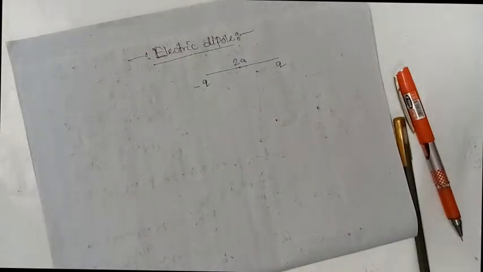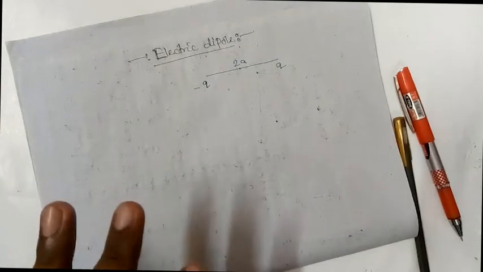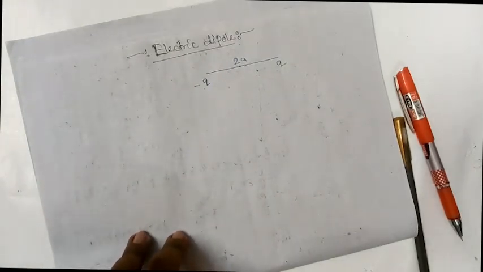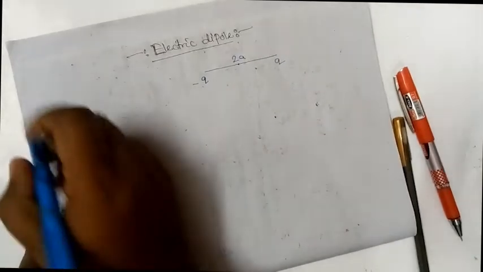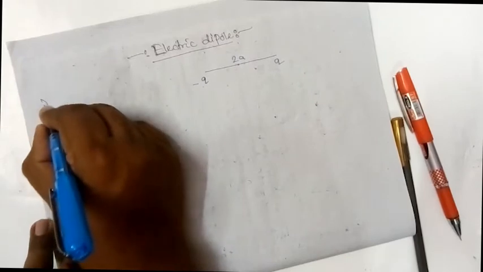So by definition, it is a pair of equal and opposite charges separated by a distance. Okay, and the two opposite charges we have taken are minus q and plus q at a distance of 2a. Now by this setup, which physical quantity do we calculate? Means for a dipole, what do we want to calculate? We want to calculate here the dipole moment.